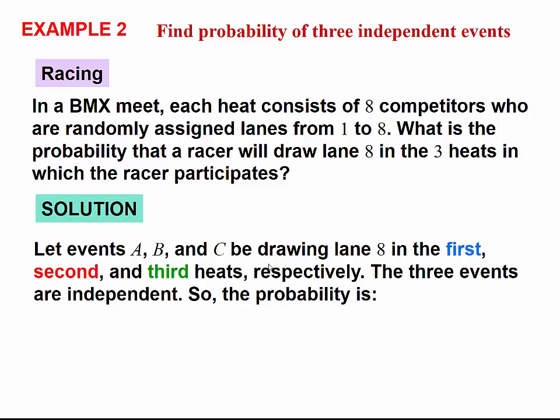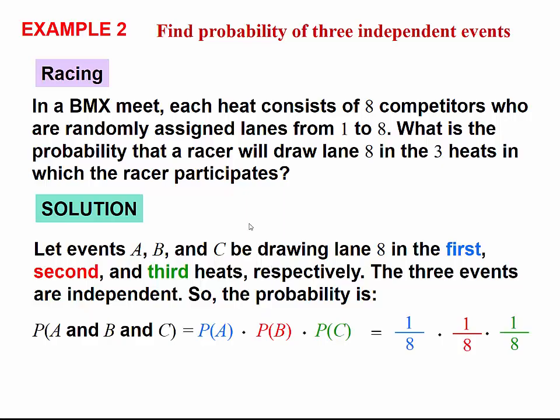Let the events A, B, and C be drawing lane 8 in the first, second, and third heats respectively. The 3 events are independent. So when it says independent, what we're saying is that if it draws lane 8 the first time in event A, then it has no bearing on if it's going to draw lane 8 for event B. So one does not influence the other.